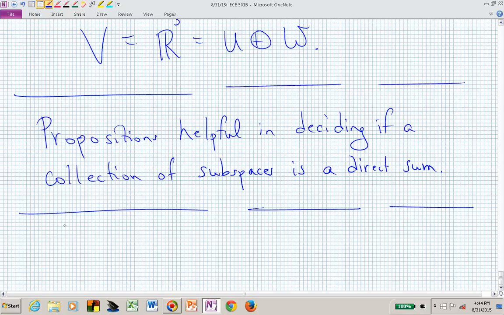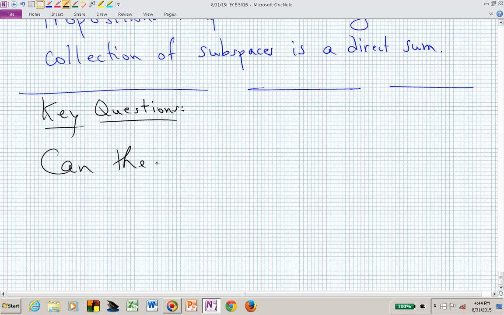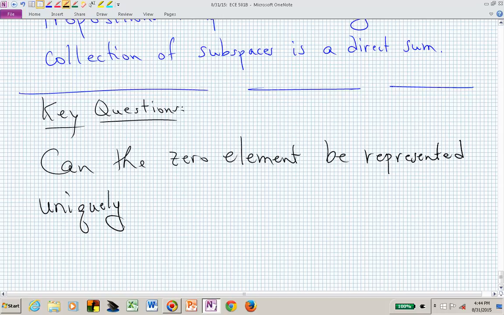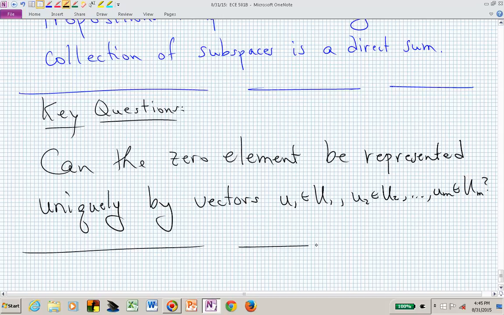And one of the key questions is, can the zero vector, and now you might want to expand this and say the zero element, can the zero element be represented uniquely by vectors u1 and script u1, u sub 2 and script u sub 2, little u sub m and script u sub m.